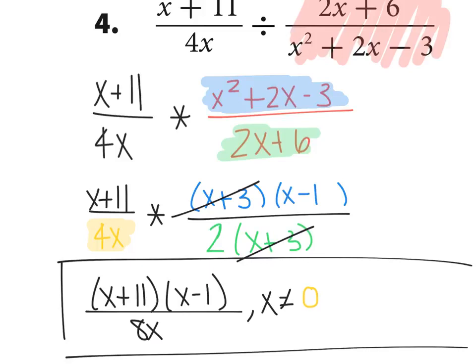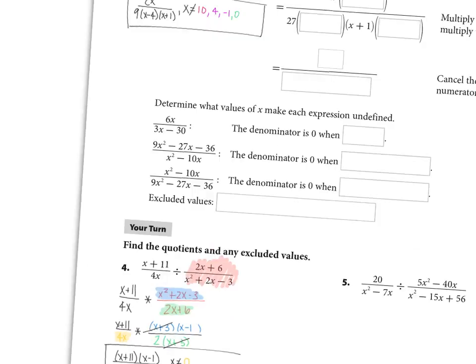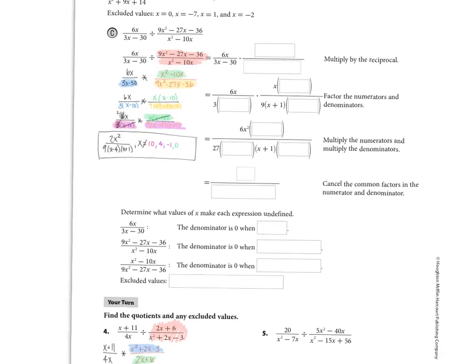what about 6x? Are you talking about here? Yeah, that would give you an excluded value of 0, but that was in the numerator, and we don't worry about the numerators.